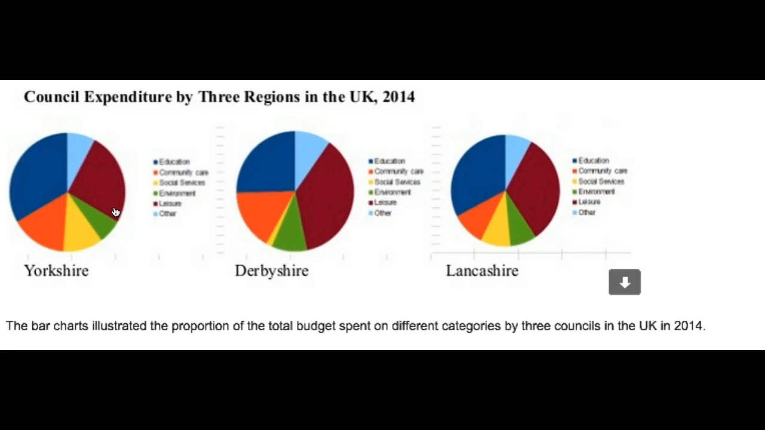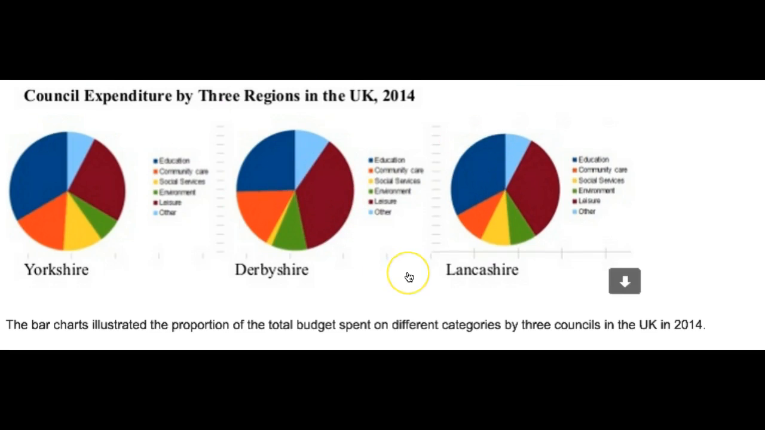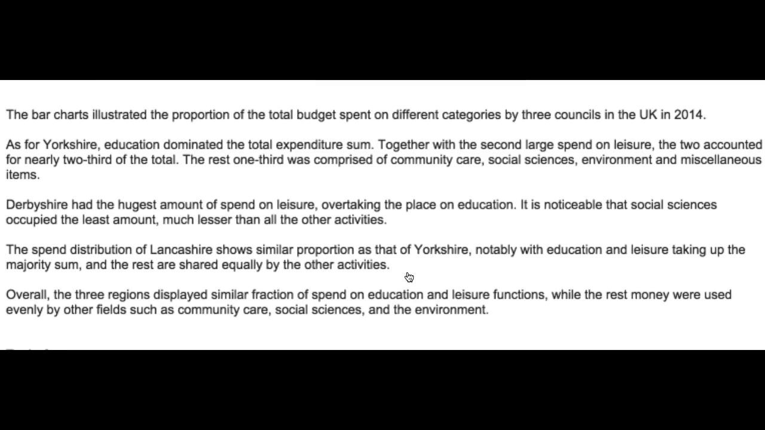Incidentally, something like this: both education and leisure represent easily the highest sections of spending for all 3 UK regions, or something like that. It's a good opportunity to identify and make a group there. Okay, let's go. Derbyshire had the highest amount of spending on leisure, overtaking the place on education. Overtaking, no. I could just say considerably higher than education, or something like that.